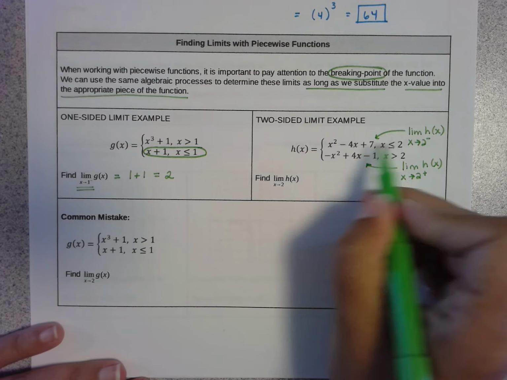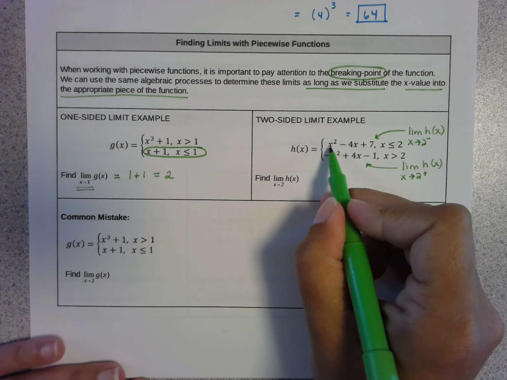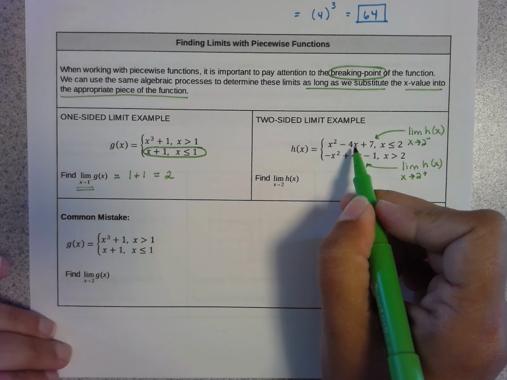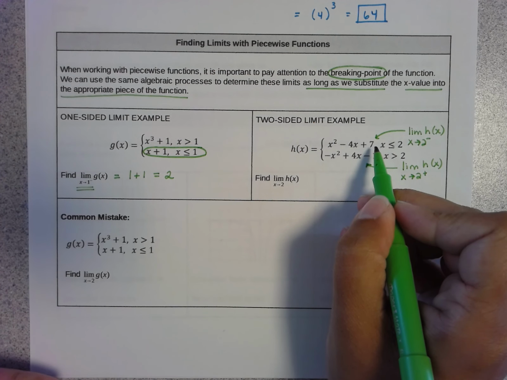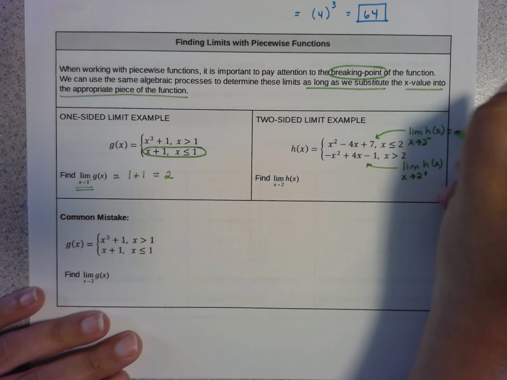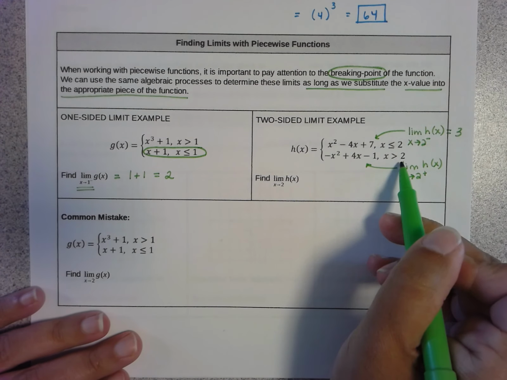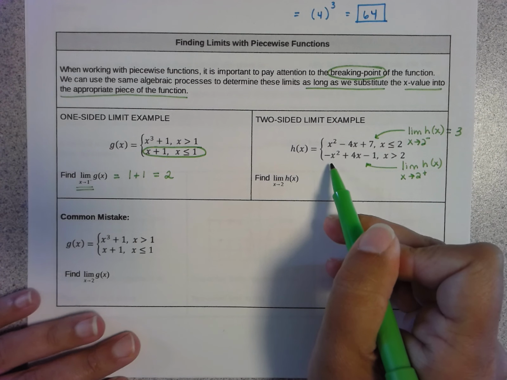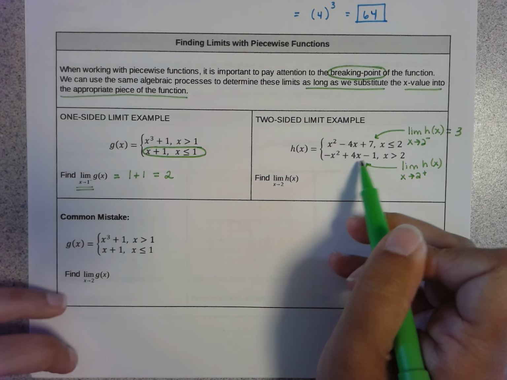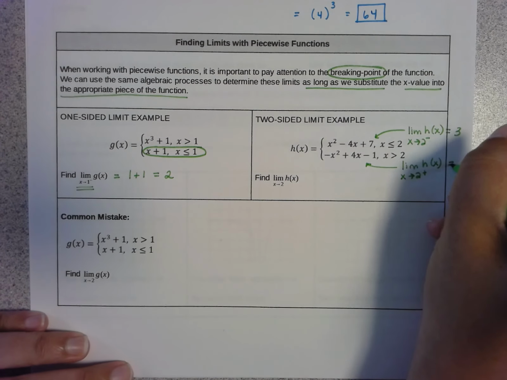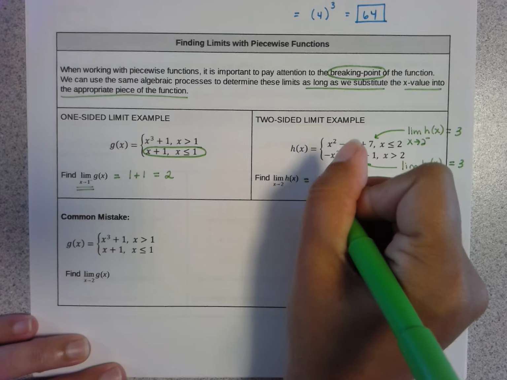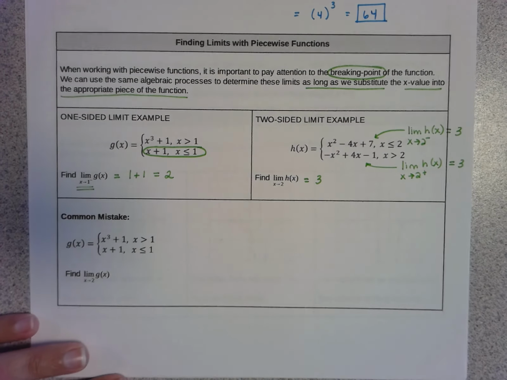If I substitute the number 2 into the top function here, I get 4 minus 8, which is negative 4, plus 7, which is 3. If I substitute the 2 into the bottom part of the function here, I get negative 4, plus 8, which is 4, minus 1, which is 3. Because these two pieces match, I would say that the limit is 3.